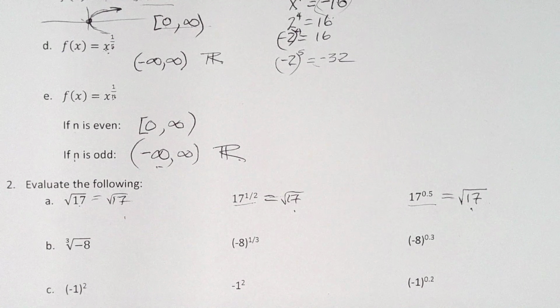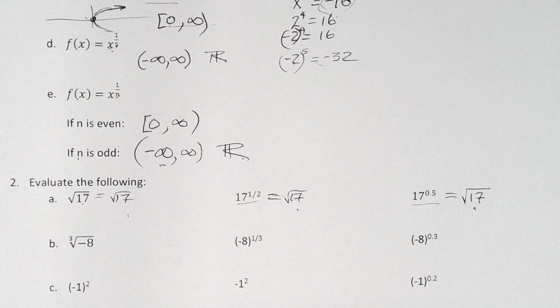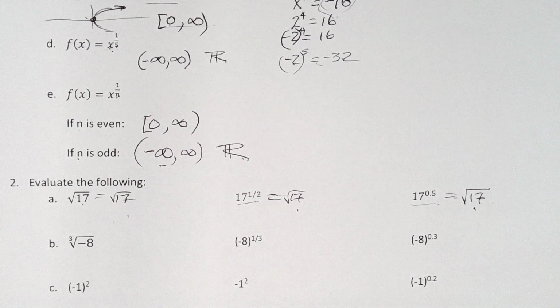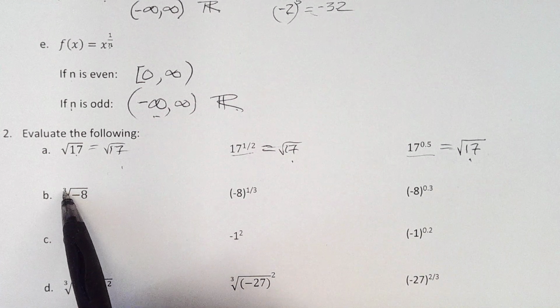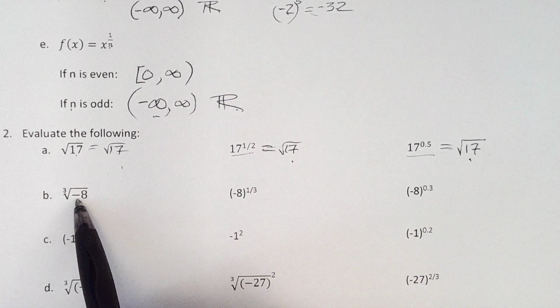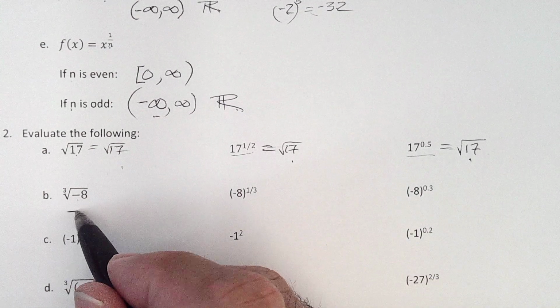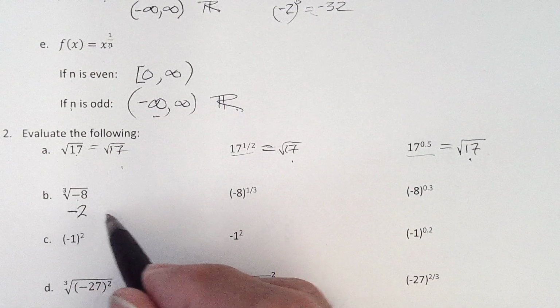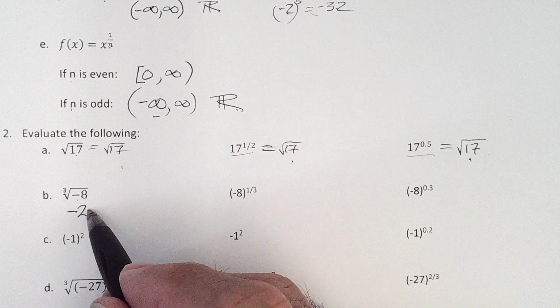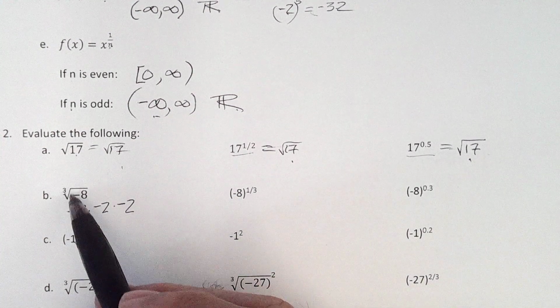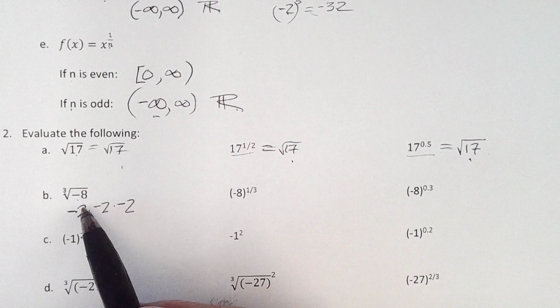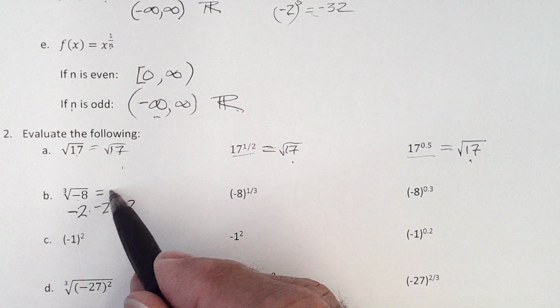Which is my setup to try to make you think that these are all the same, and they're not. They're most definitely not. So what can you take times itself 3 times and get -8? Well, if you take -2 times itself 3 times, you get -8. So the cube root of -8 is -2.